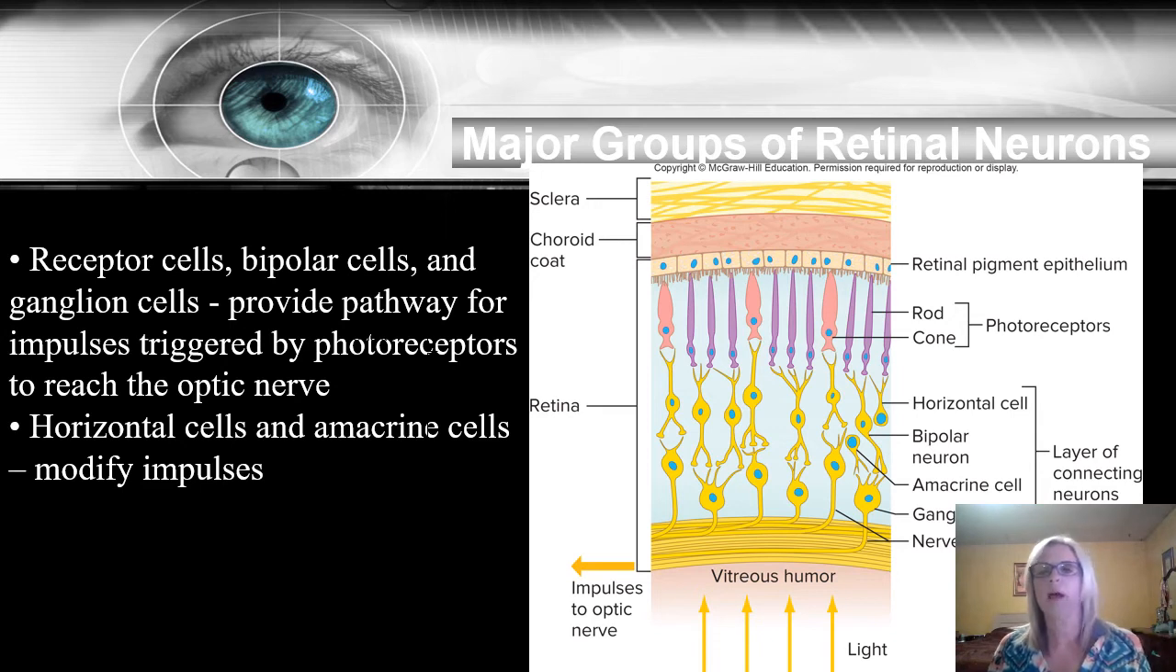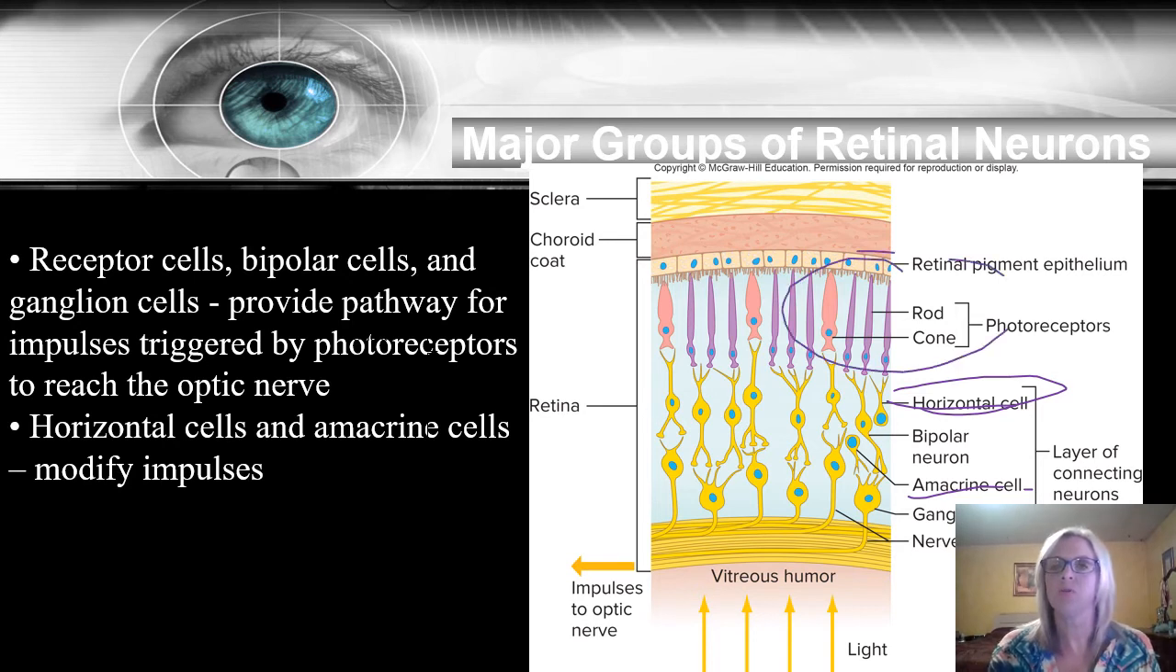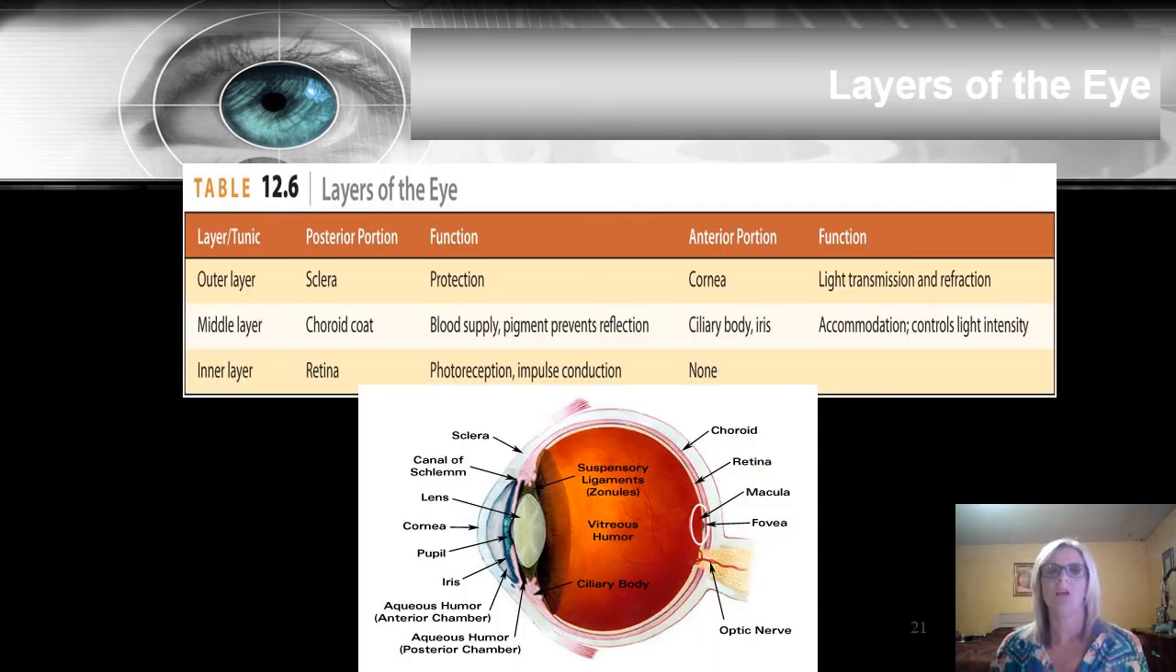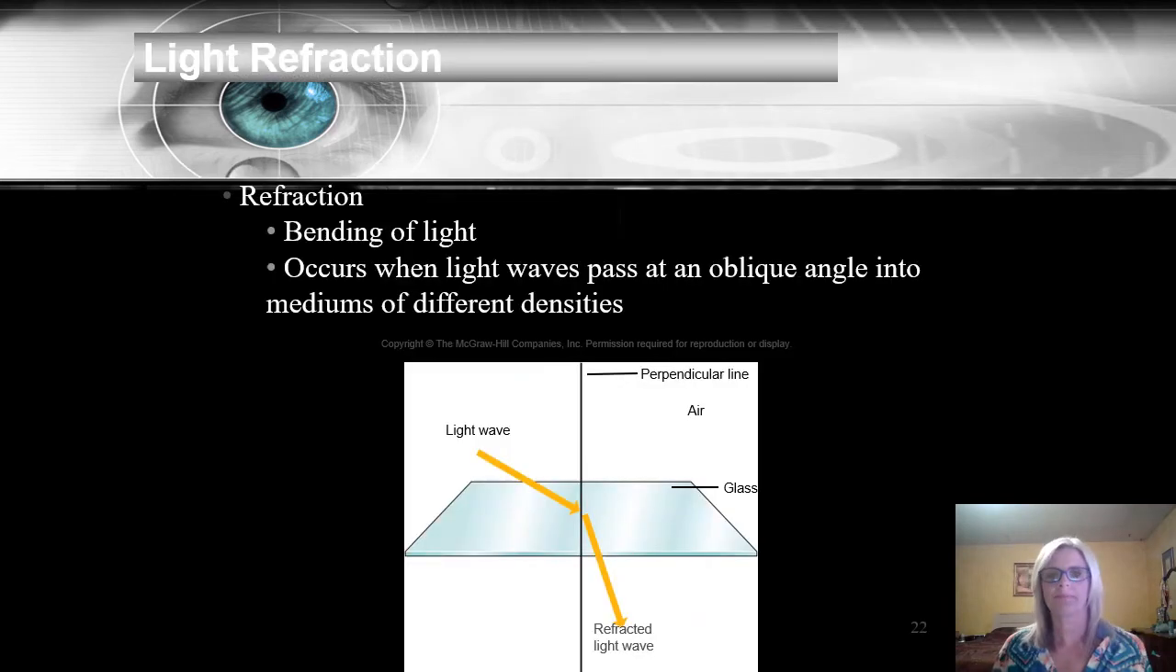We also have some horizontal cells here, and these and the amacrine cells help to modify some of these impulses. Here you can see the rods and cones, which are the 2 different types of photoreceptors that help us with our vision. This is a good summary table in your text that gives you the 3 layers or tunics of the eye and what is the main component of those. So I would be sure that you study this table from your textbook.